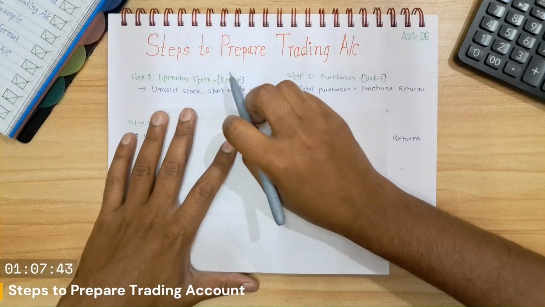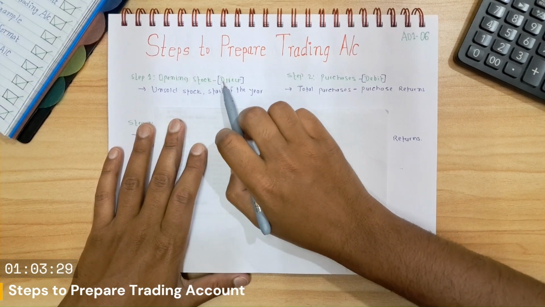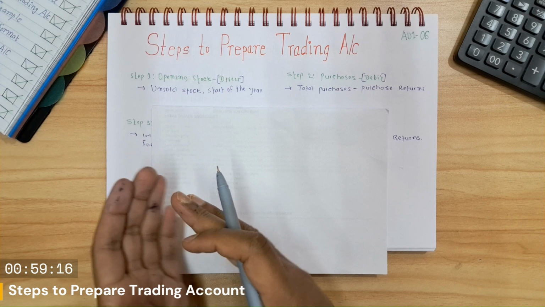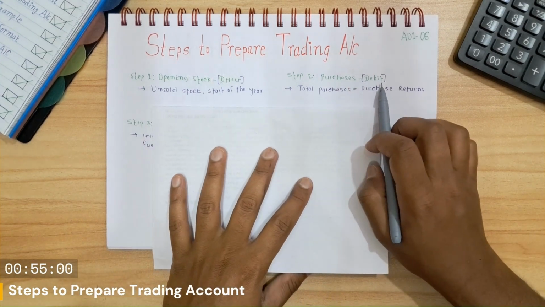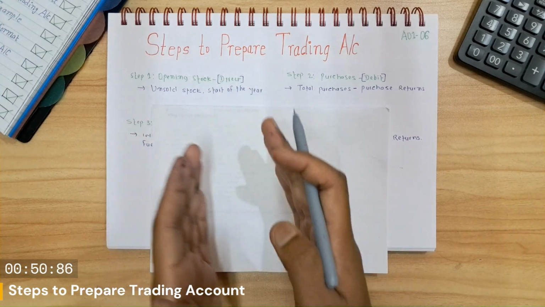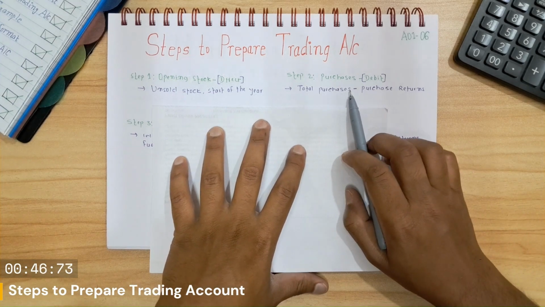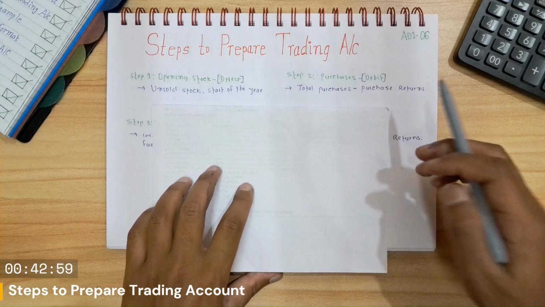Now see the steps to prepare the trading account. Step one, opening stock. This is the unsold stock at the start of the year. Step two, purchases, which is on the debit side of the trading account. See total purchases made, and don't forget to subtract purchase returns.